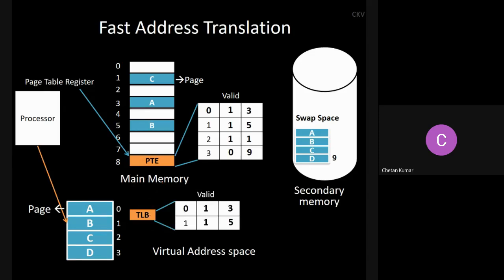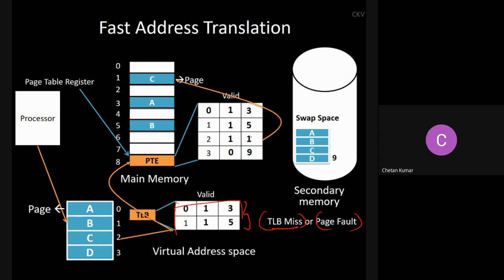If I try to access, let's say, page 2, this information is not available in the TLB, so it's a TLB miss. It could be either a simple TLB miss or it could lead to a page fault, but we will know that only when we access the page table. So when there is a miss in the TLB, it will go and access the page table. If you find the translation information for that page, then you get it, and based on that, you access the main memory.